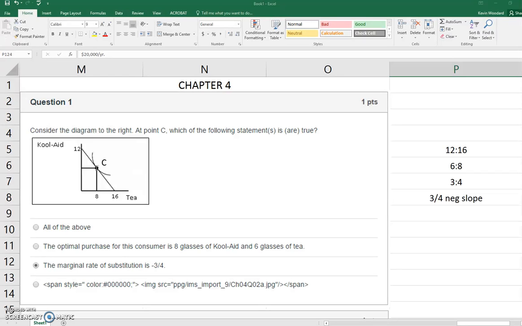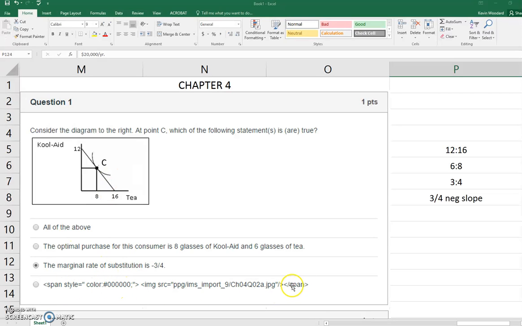We talked about that in class. You should assume that's the case anyway, with that tangent point between the budget line and the preference that we have there. So with that, we've got to take a look at these following statements and see which one is true.